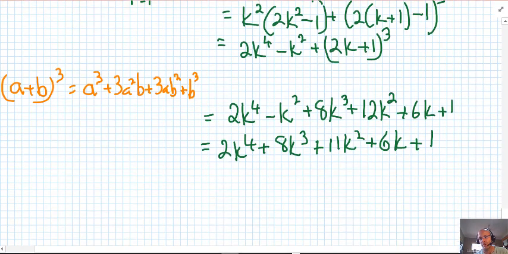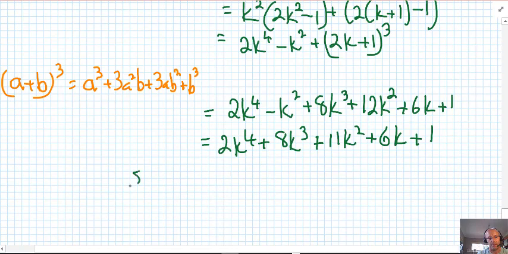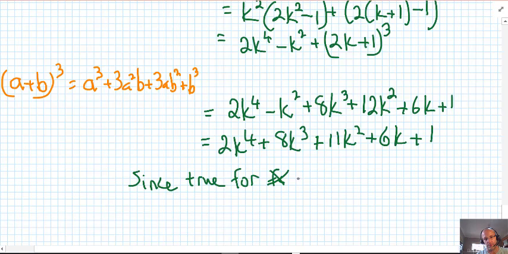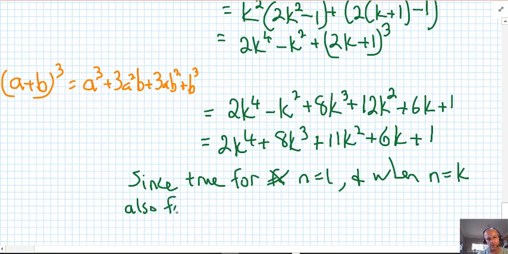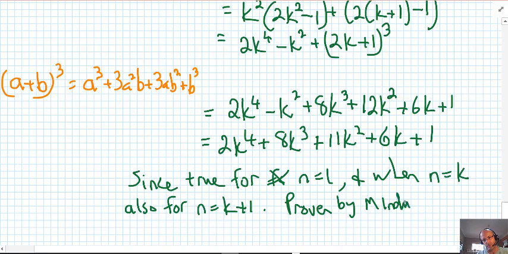And so we conclude in the same way. So since true, as long as you talk about the three things, since true for n equals 1, and when n equals k, also true for n equals k plus 1, proven by mathematical induction. Happy, happy, joy, joy.